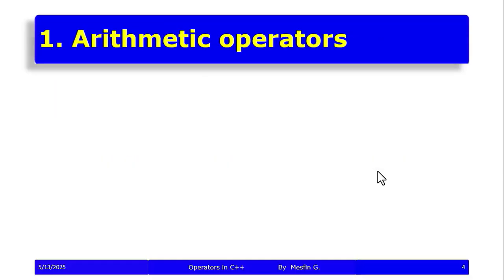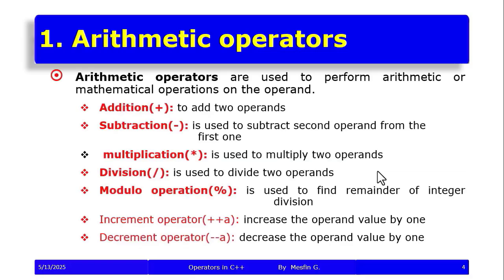Now let's study arithmetic operators. Arithmetic operators are used to perform mathematical operations on the operands. This may include addition, subtraction, multiplication, division, modulo operation, increment operator, and decrement operator. The first one is addition. It's used to add two operands.